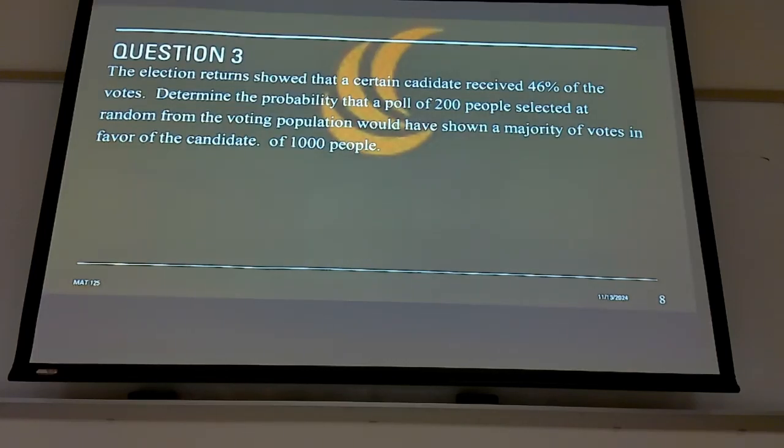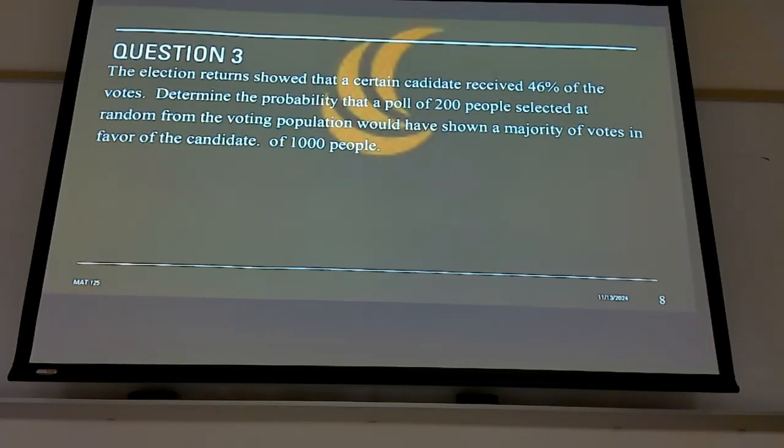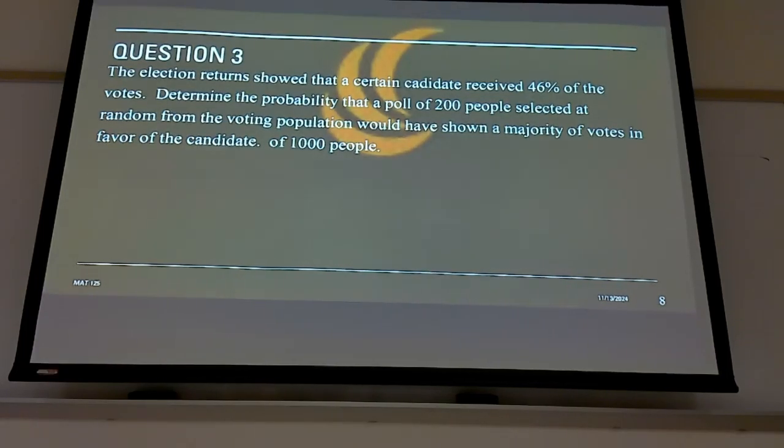46% of 200, because that's what p is, right? 0.46. What's half of 200? 100. 46% of 200 will not be that much less than 100, so it's definitely going to be larger than 10. Which means 1 minus p, 54%, is clearly over 10 as well. So we can use this.